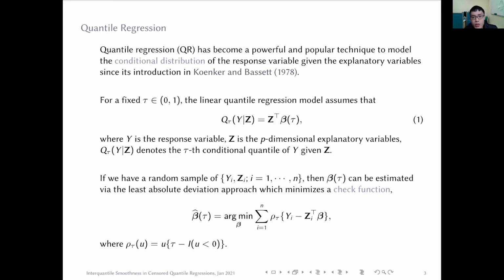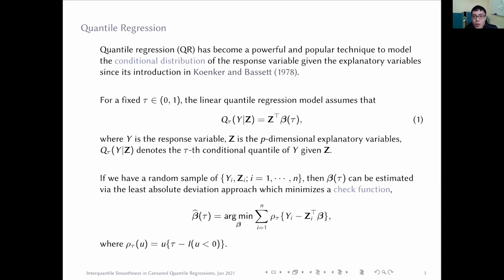So what is quantile regression? Basically, it models the conditional distribution of the response variable given the covariates. For example, for fixed tau between 0 and 1, the linear quantile regression model specifies that the tau-th conditional quantile of y, the response, is linearly related to z, the explanatory variable, or say the covariates.